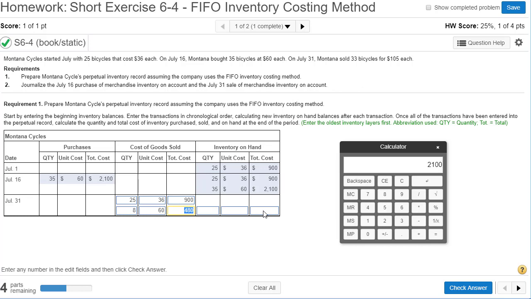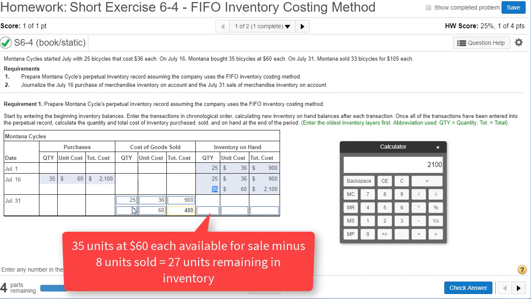All right. Now we have to figure out, how much inventory do we have on hand after this sale? Well, the $36 layer is sold out. So that doesn't exist anymore. We do have some of this $60 layer left. So we had 35, we sold 8. So you subtract those two numbers to give us 27 units remaining. How much do they cost? The $60. And the total cost, to calculate that, it's going to be 27 times 60. So 27 units times $60 each gives us $1,620.